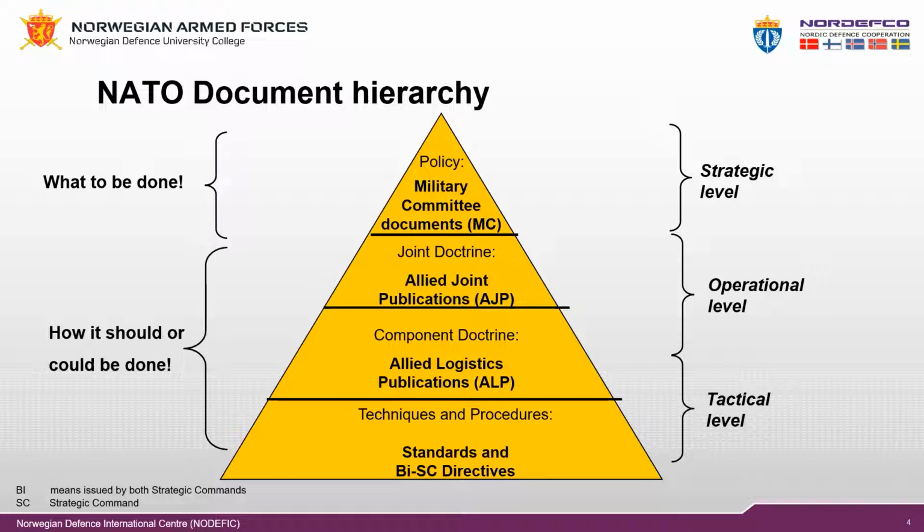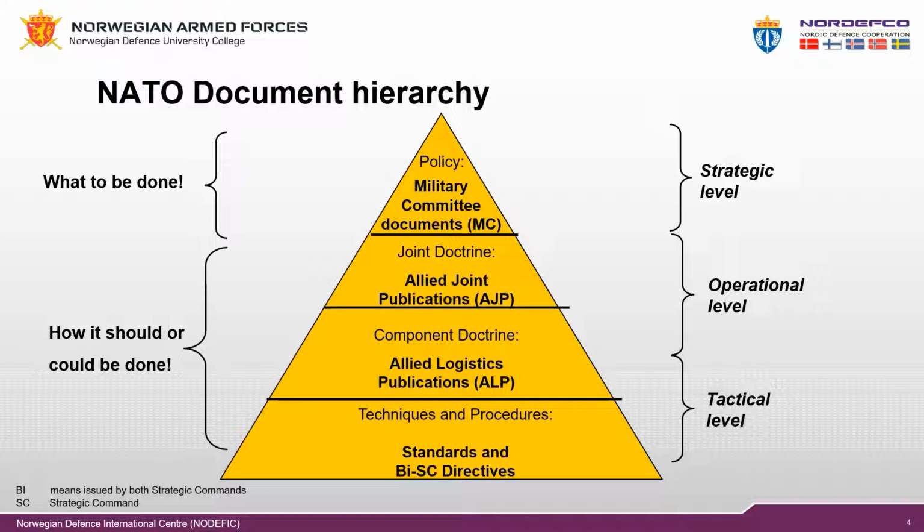The NATO document hierarchy is like a pyramid. At the top, the few high-level policy documents, and at the bottom, the numerous detailed low-level documents. They are produced at different times, so there are sometimes repetitions and contradictions between them.